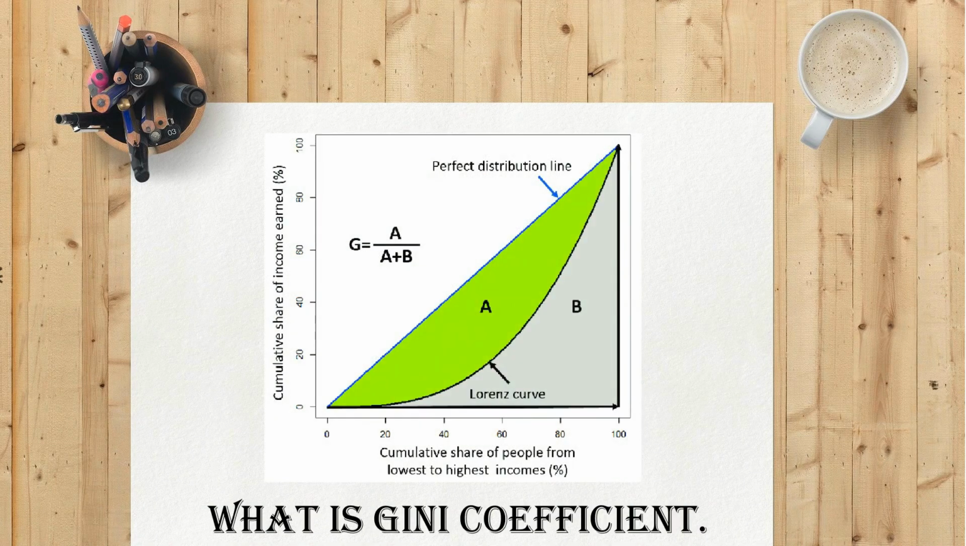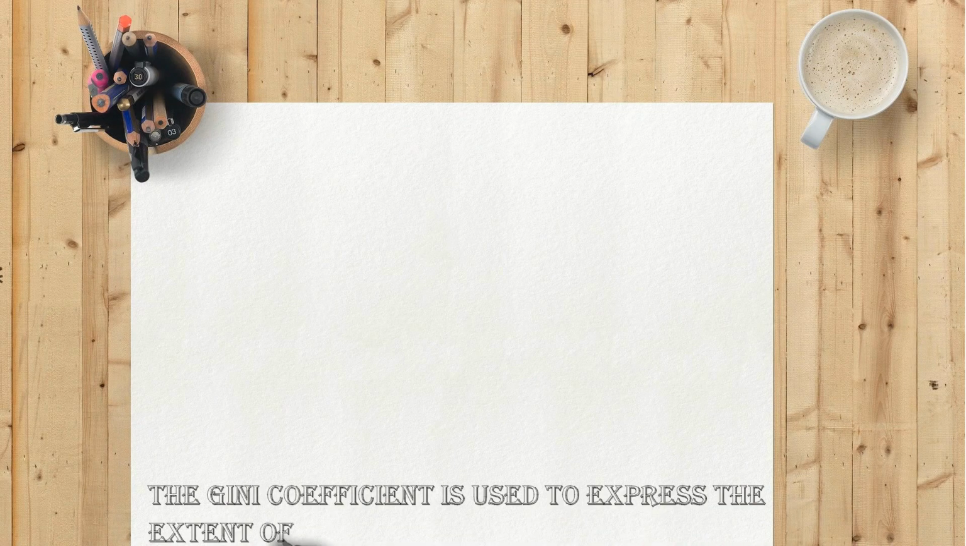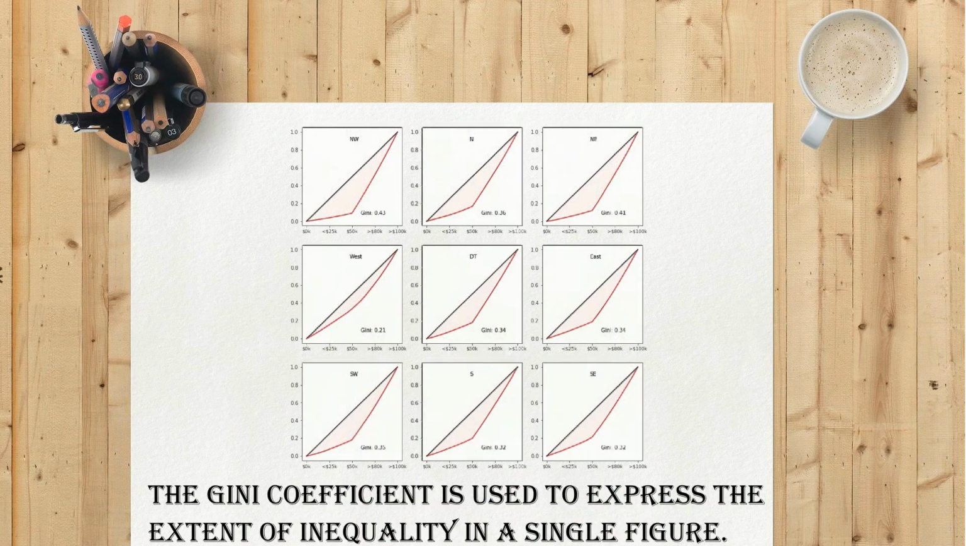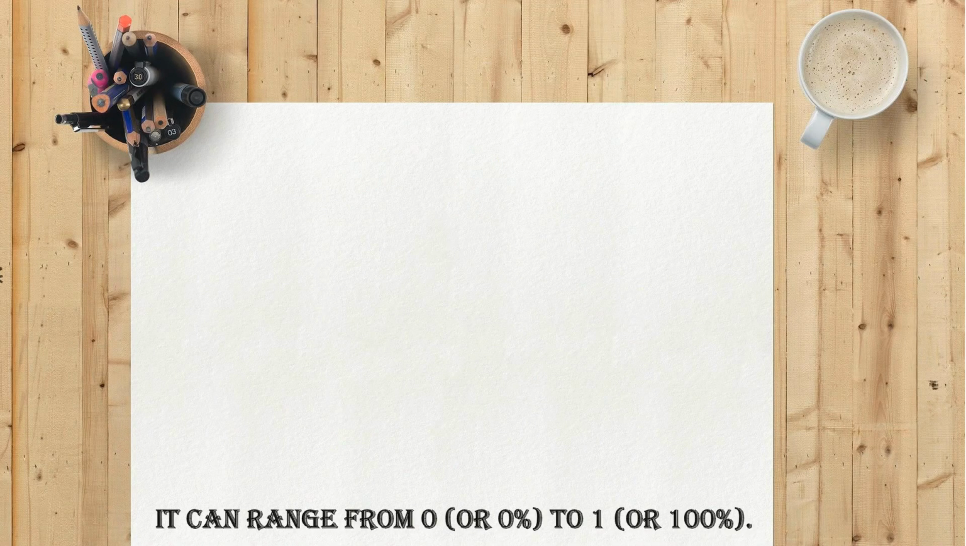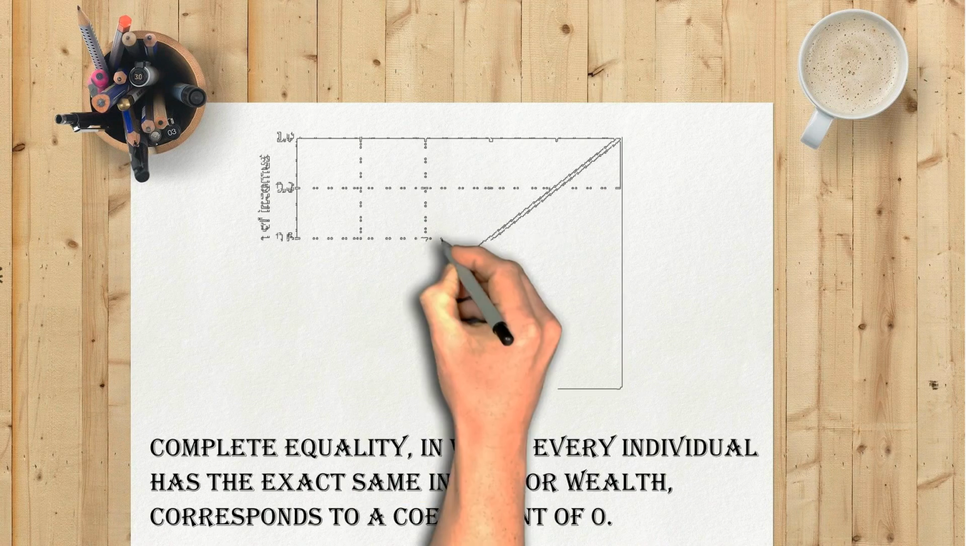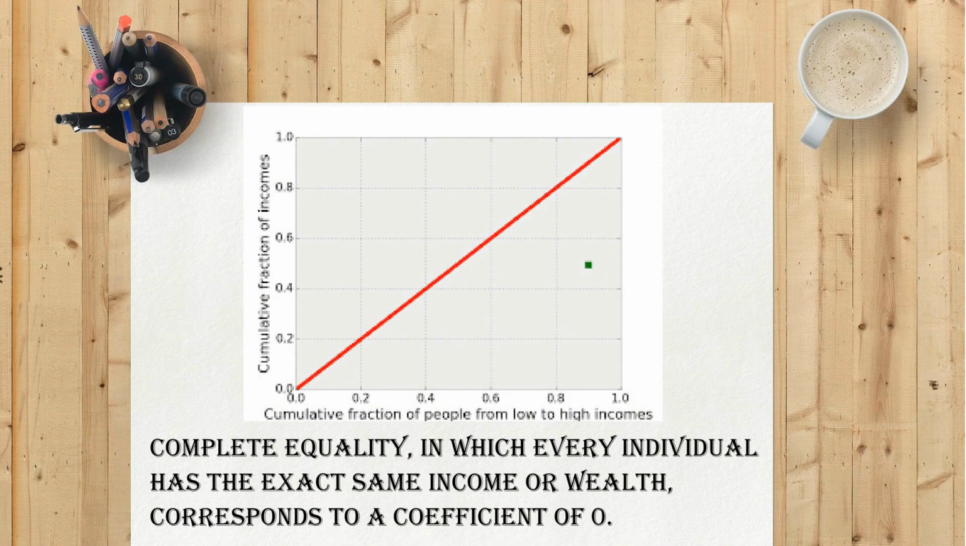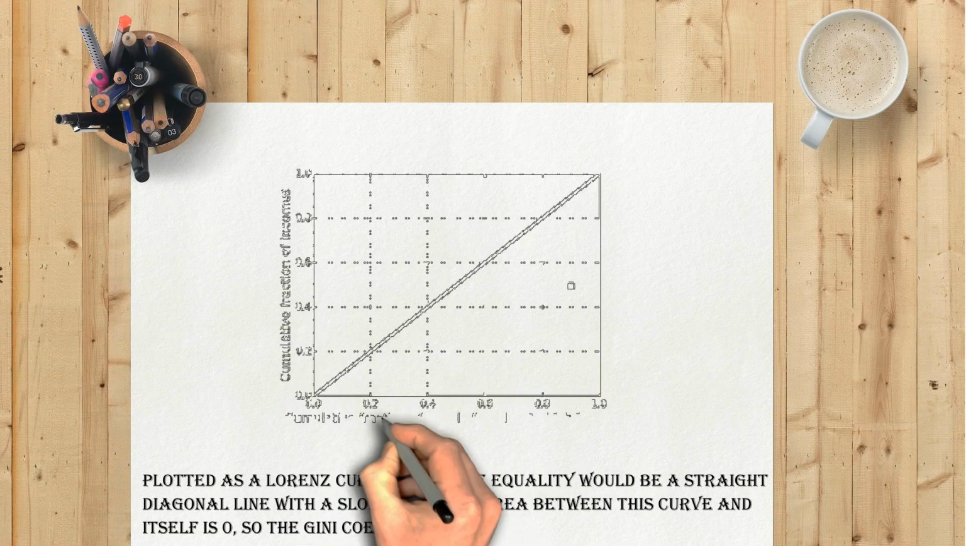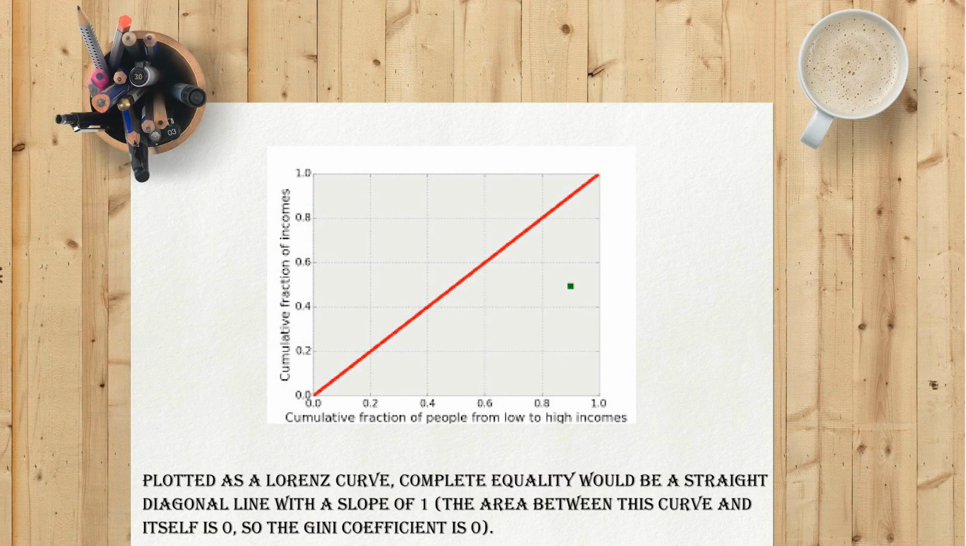What is Gini coefficient? The Gini coefficient is used to express the extent of inequality in a single figure. It can range from 0 or 0% to 1 or 100%. Complete equality, in which every individual has the exact same income or wealth, corresponds to a coefficient of 0. Plotted as a Lorenz curve, complete equality would be a straight diagonal line, with a slope of 1, the area between this curve and itself is 0, so the Gini coefficient is 0.